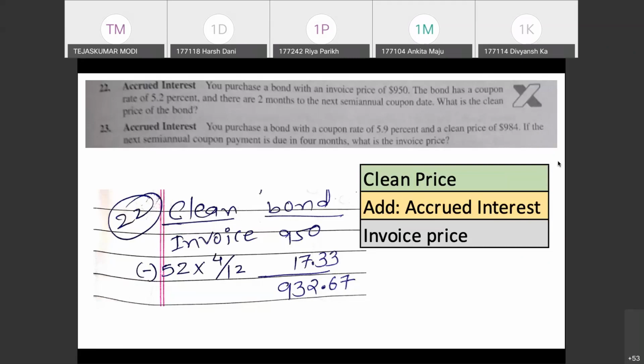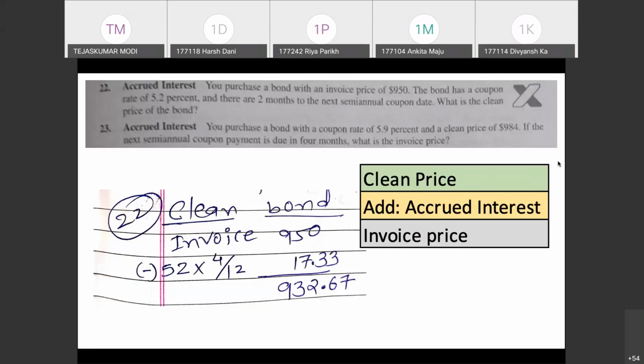Because when you put X as a value for the clean price, you are assuming that you do not know the face value. In this question, you know the face value. Whenever the invoice price or anything is given, generally the bond's face value is always 1,000. So let us keep it very simple. The face value is 1,000 rupees, beta.